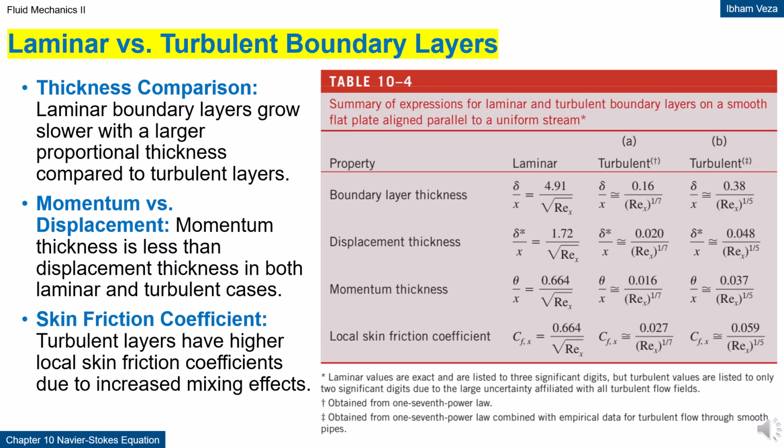Laminar versus turbulent boundary layers. Laminar boundary layers grow more slowly than turbulent boundary layers. The momentum thickness is always smaller than the displacement thickness in both laminar and turbulent flows. In turbulent flow, the local skin friction coefficient is higher due to strong mixing. This means surface friction drag is higher in turbulent flow. This difference is critical in engineering drag calculations.